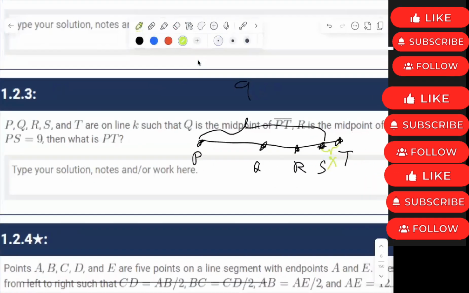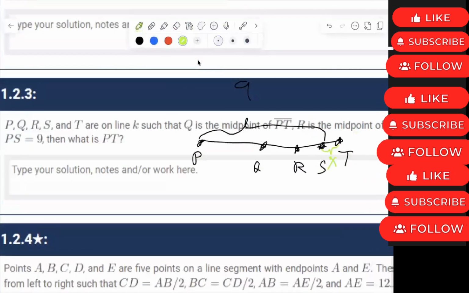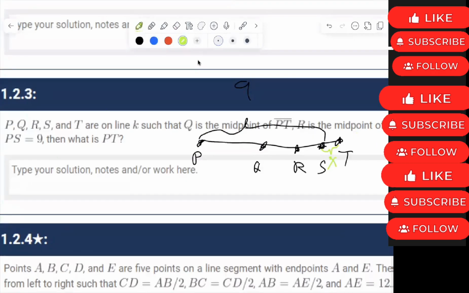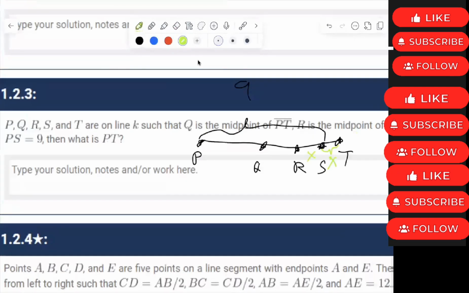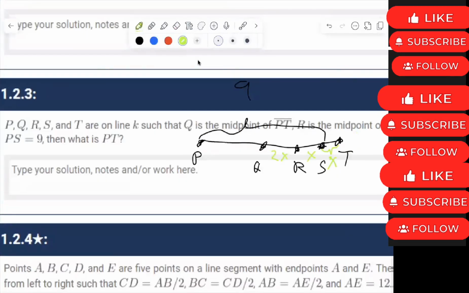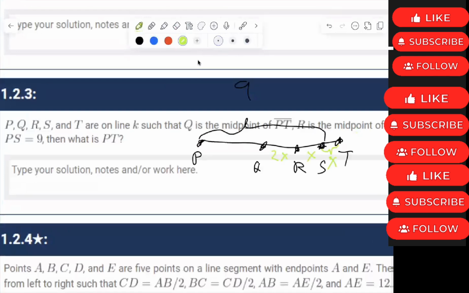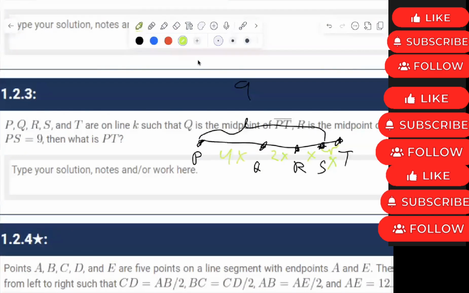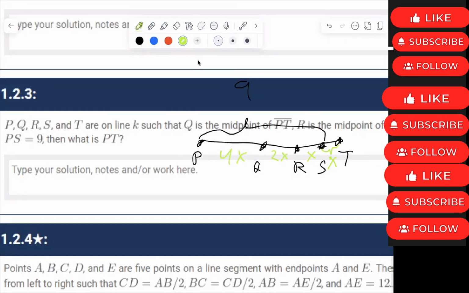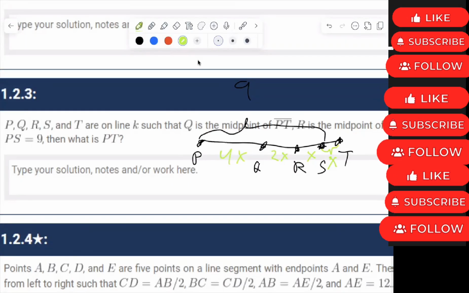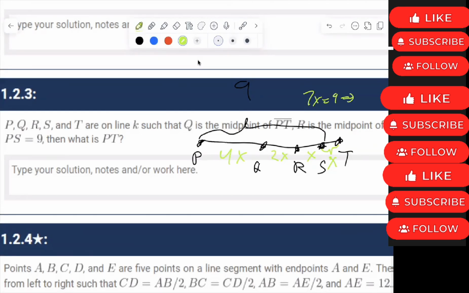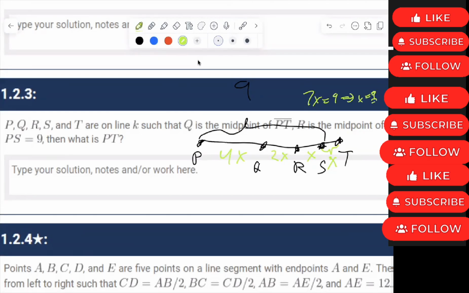We know that PS is equal to 9, so this means that PT must be at least a little bit greater than 9. That's for sure. Then what is RS? RS is also X, and QR is 2X. This total gives us 4X for QT, which is half of PT. This means that PQ is 4X. So we have a total of 7 X's and that's equal to PS, 9. So 7X is equal to 9, or X is equal to 9 over 7.